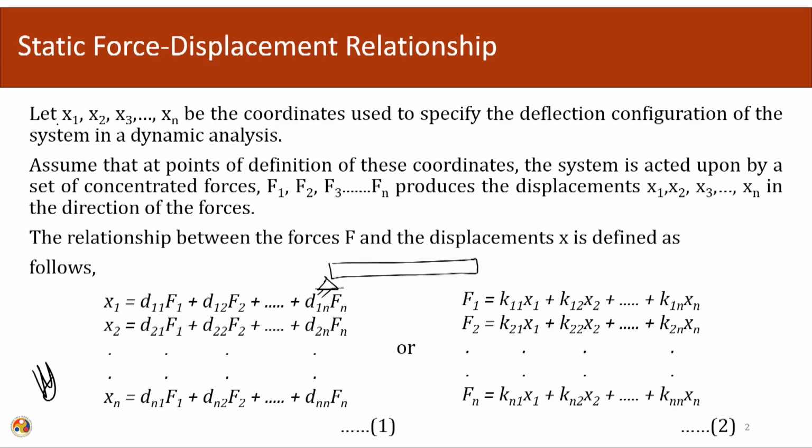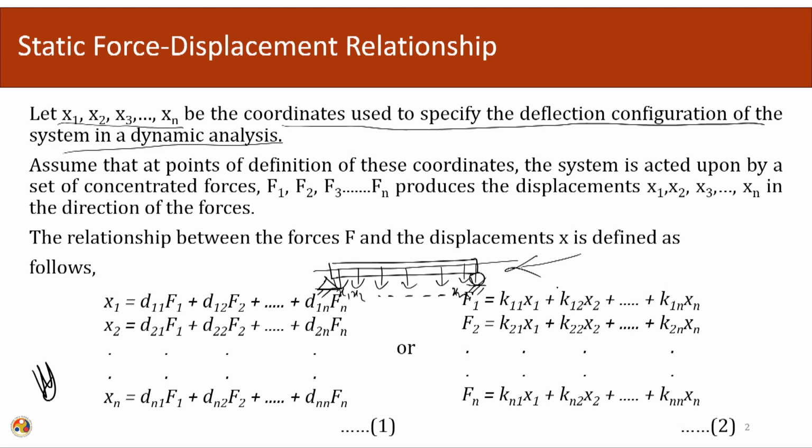Here, x1, x2, x3 up to xn are defined as the coordinates used to specify the deflection configuration of the system in a dynamic analysis. Let us say we are taking the case of a simple beam. Here we are describing the deflection of this beam. We are discretizing the continuous points in terms of x1, x2 up to xn. Since we are taking more than 2 degrees of freedom, that is multiple degrees of freedom, this is called a multiple degree of freedom analysis.